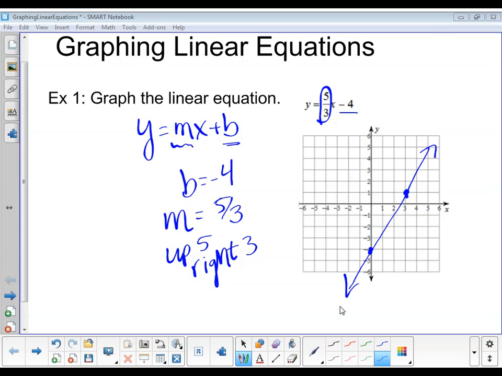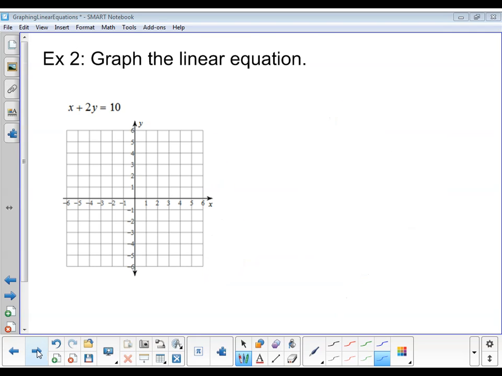So graphing, whenever you have the y-intercept or the slope-intercept form, the y equals mx plus b, doesn't really involve as many steps as if you don't have it in this format, which is what we're going to look at next. So for example 2, I have x plus 2y is equal to 10. This is not in slope-intercept form, but I am going to put it in slope-intercept form by isolating the y.